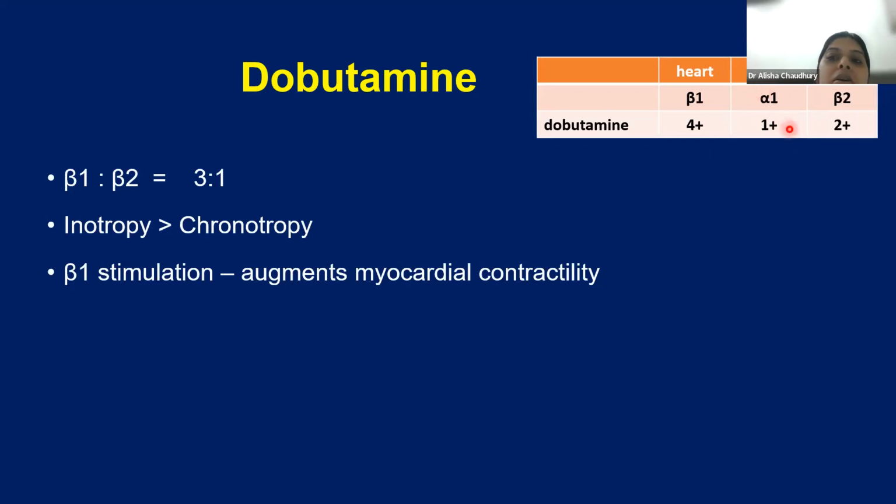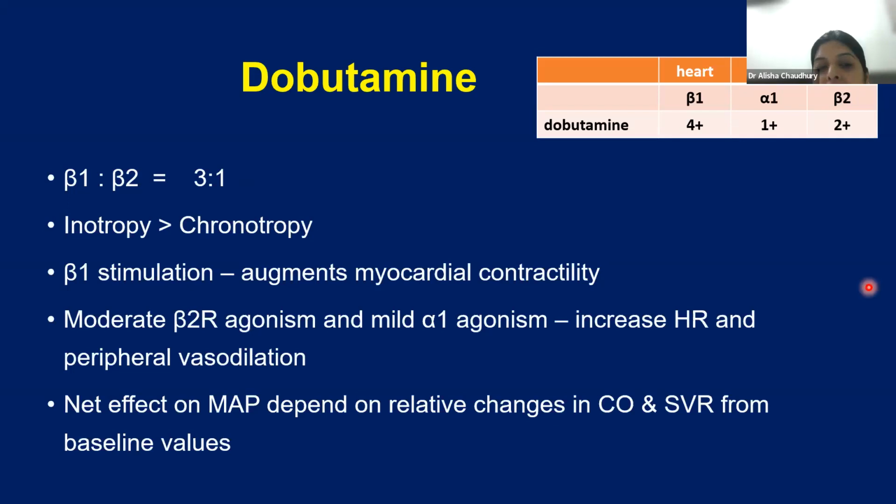So based on the table on the right and top side, the beta 1 to beta 2 action of dobutamine is actually 3:1. So beta 1 action is more profound. It's more inotropic than chronotropic also. Beta 1 stimulation augments myocardial contractility. There is moderate beta 2 receptor agonism, as I have written, and very mild alpha 1 agonism. So there can be some peripheral vasodilatation because of the beta 2 action.